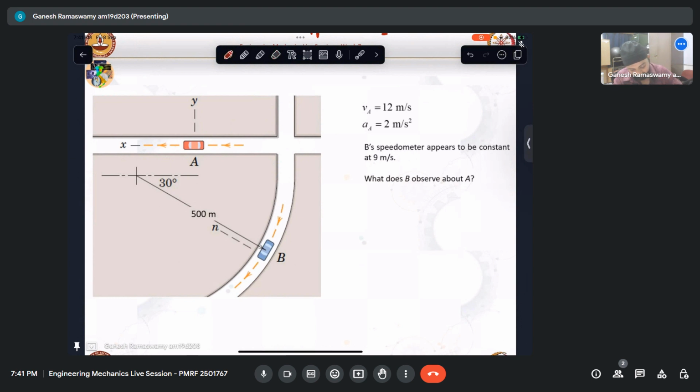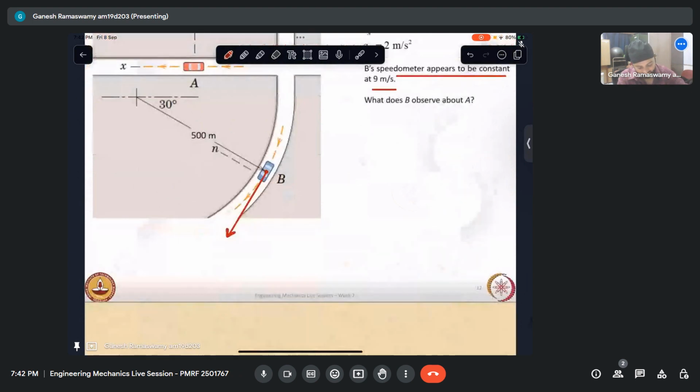Now B, a person at B driving the car, is observing that the speedometer of the car appears to be constant at 9 meters per second. Now we know that a speedometer basically measures the RPM and back calculates the speed of the car. So what it is essentially measuring is the velocity. So the velocity of B is nothing but 9 meters per second, and this is constant.